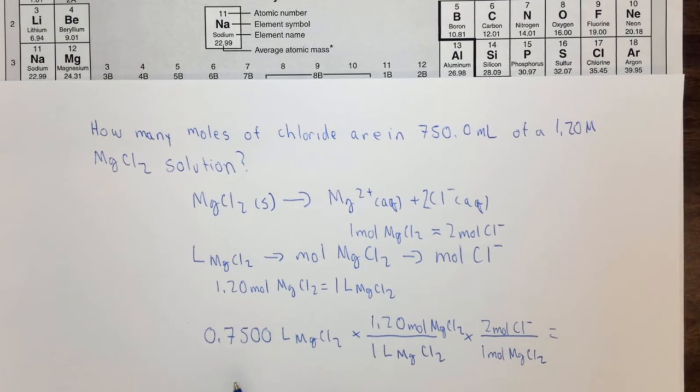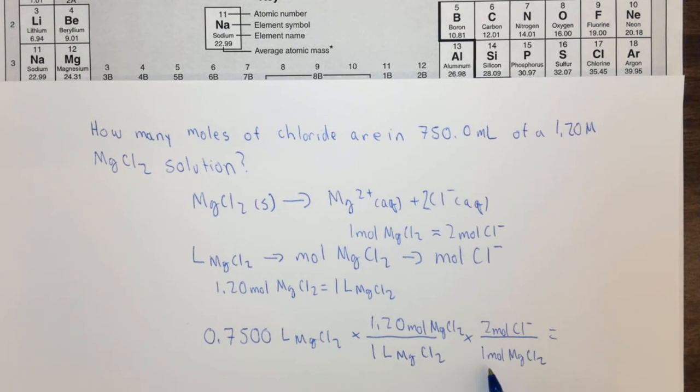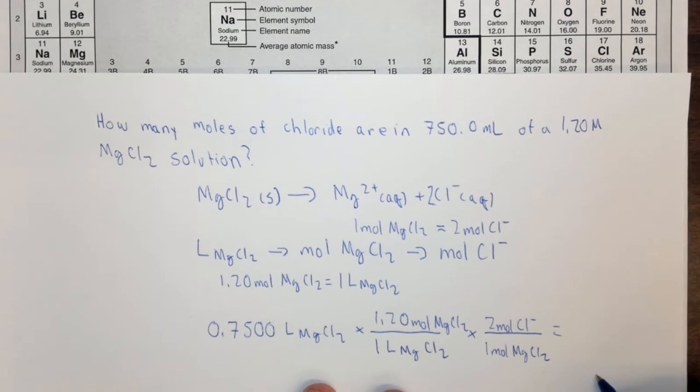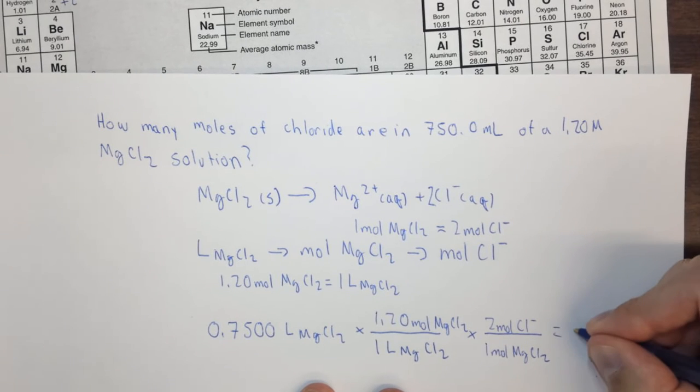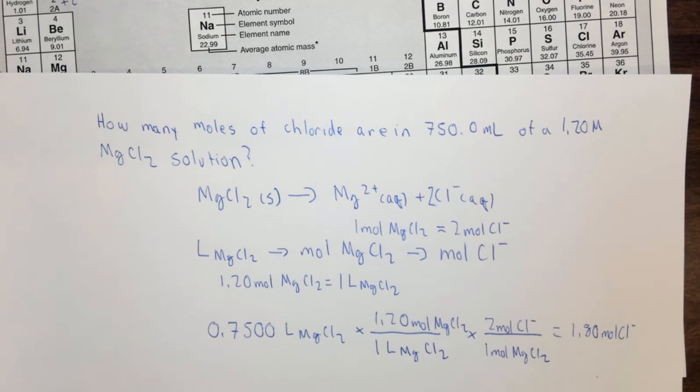I should note that this and this are measurements. These are exact numbers. These are counted. There's exactly 2 Cls in 1 MgCl2. So we don't use that in sig figs. So this is 4 sig figs, this is 3 sig figs. Our answer should be 3 significant figures, which is 1.80 moles of Cl minus.